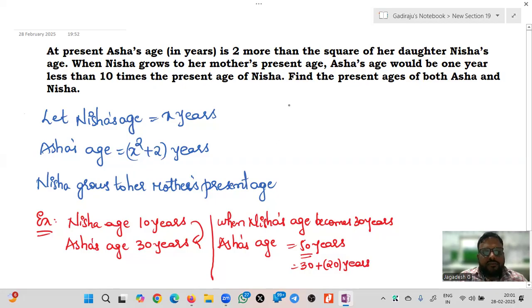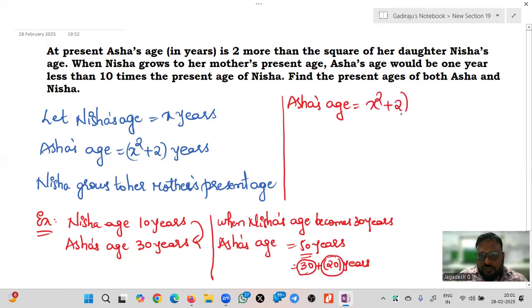Exactly the same way it happens here also. When Nisha grows to her mother's present age, what will be Asha's age at that particular point? It will be the present age plus the difference of these two, exactly how I got 20 here. This was 30, plus this 20 which is the difference. In the same way, Asha's age at that time will be x square plus 2, this is the present one, plus the difference, that is x square plus 2 minus x.